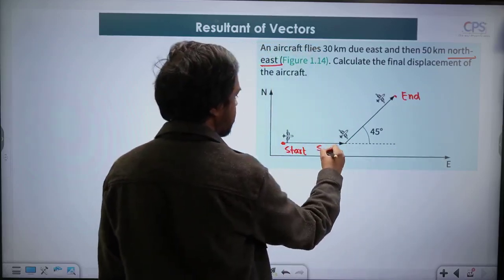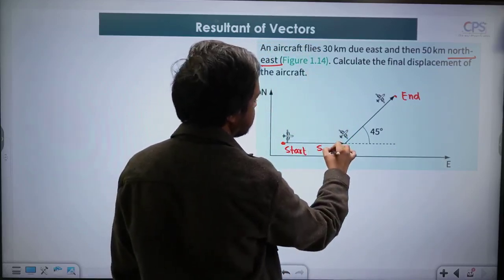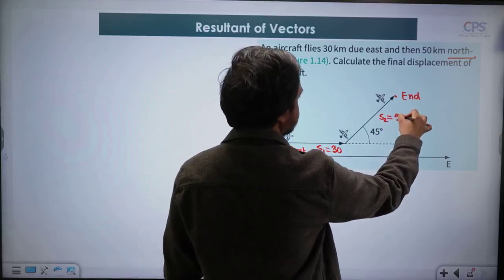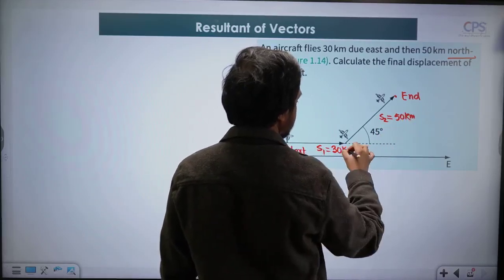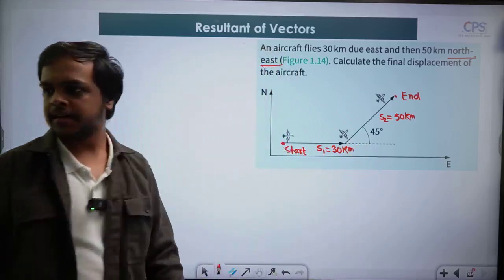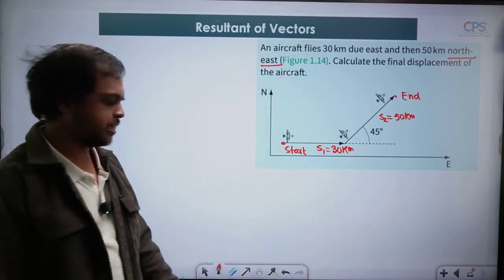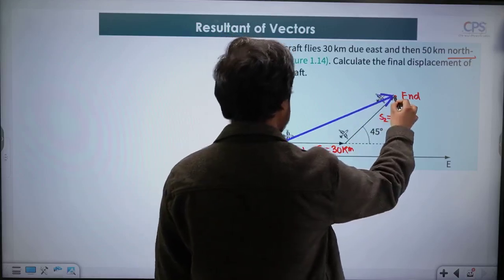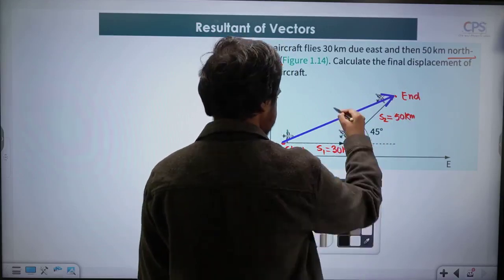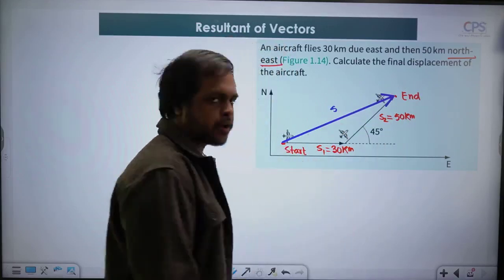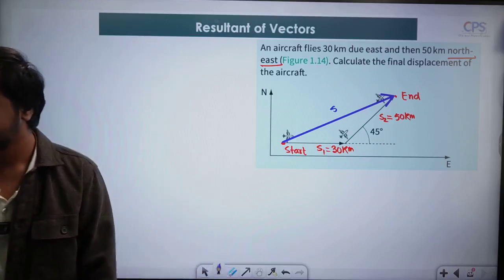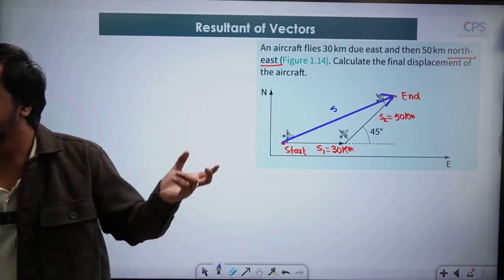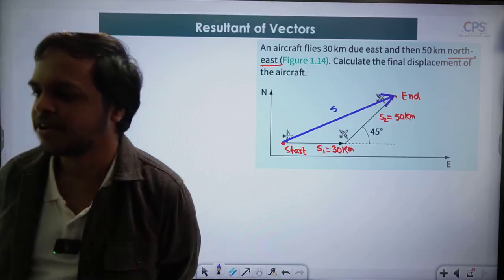This is S1. How much is it? 30 kilometers. And how much is this? 50 kilometers. Okay, so what do we need to calculate? We need to calculate the total displacement. Let's say total displacement is this one. Yes. So you can't use Pythagoras here, because for Pythagoras you need to have a 90 degree angle within the triangle. There is no 90 degree angle within the triangle. So what do you do now?